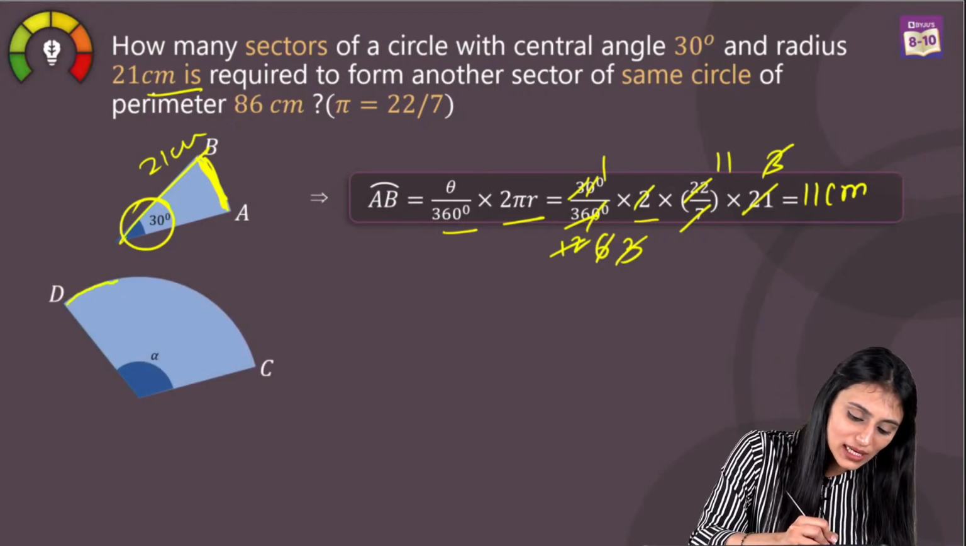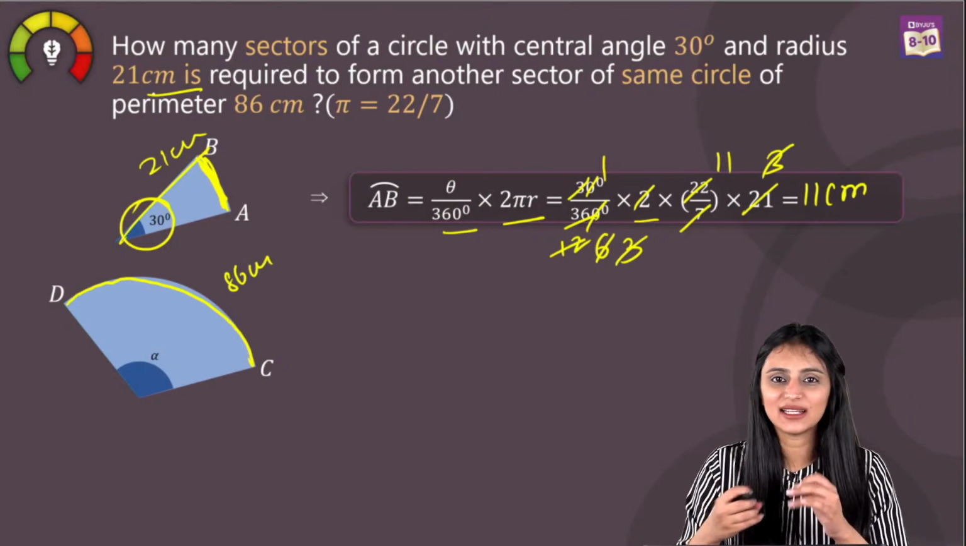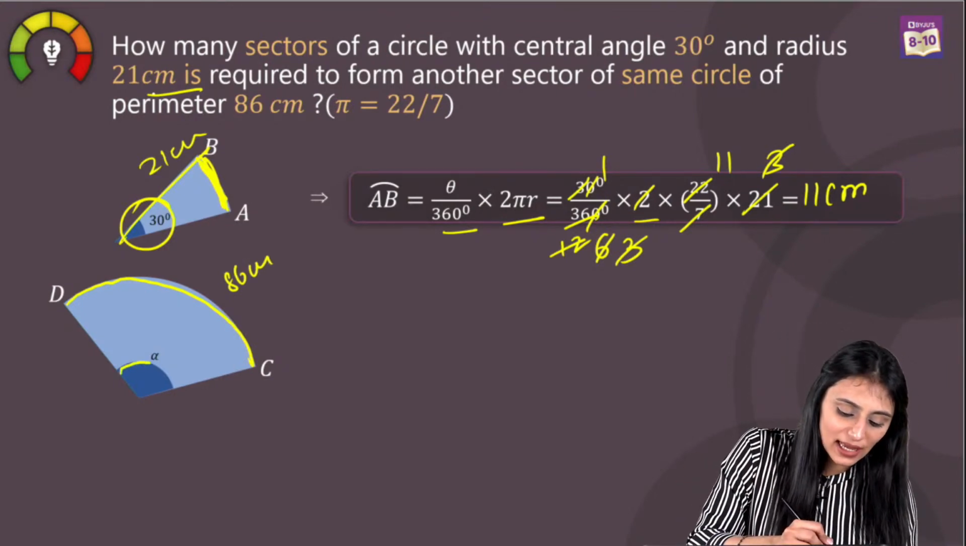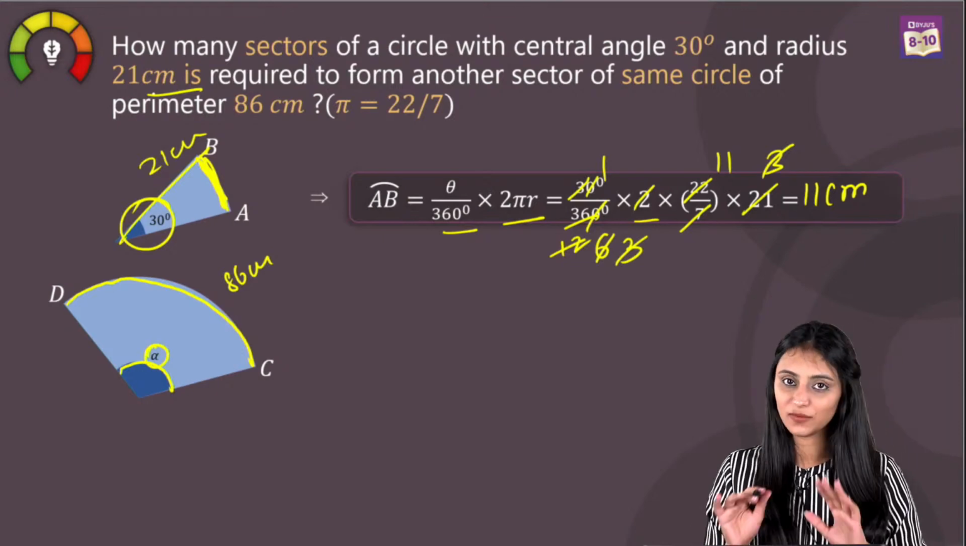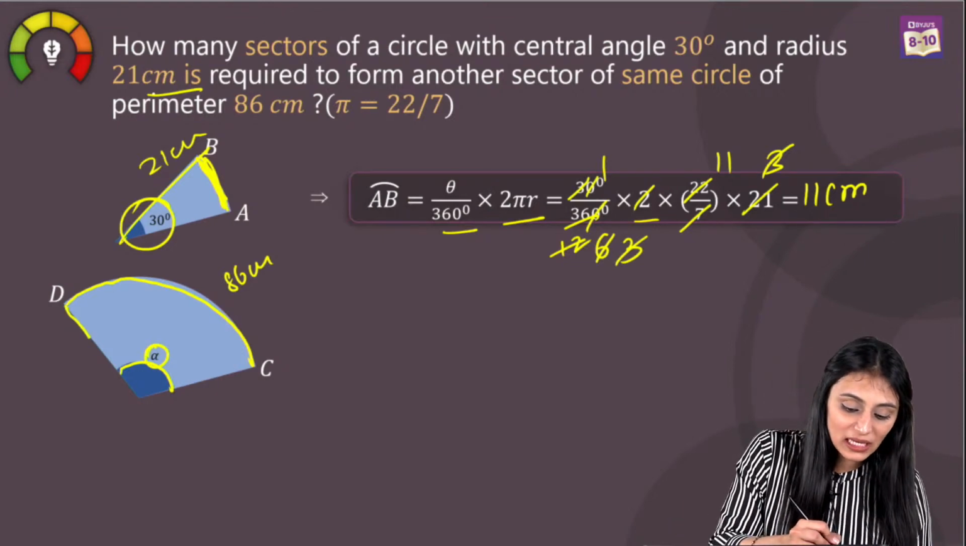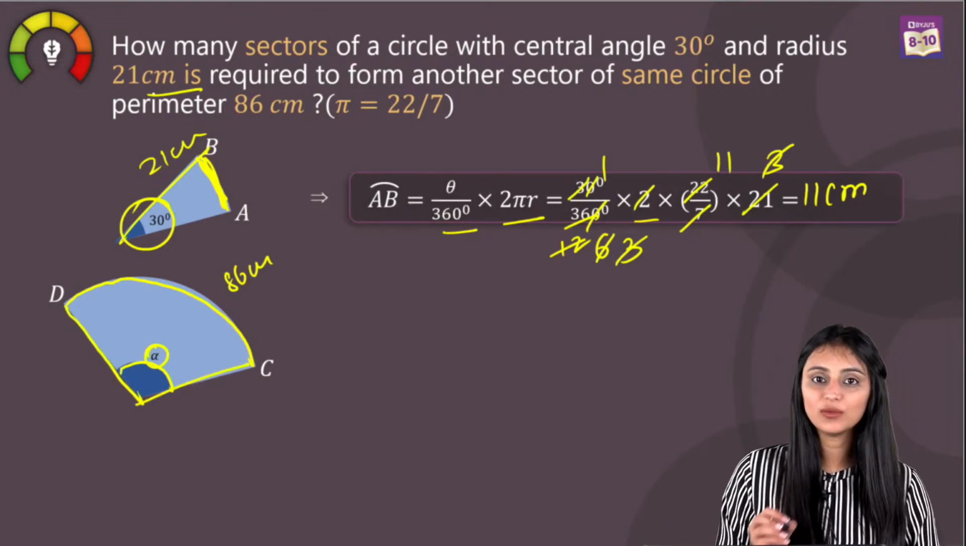Let's suppose that this has a perimeter of 86 centimeters. I don't know how many sectors it can have. Let's suppose that the angle it covers is alpha. We don't know that. Now, what will be the perimeter for this entire thing?